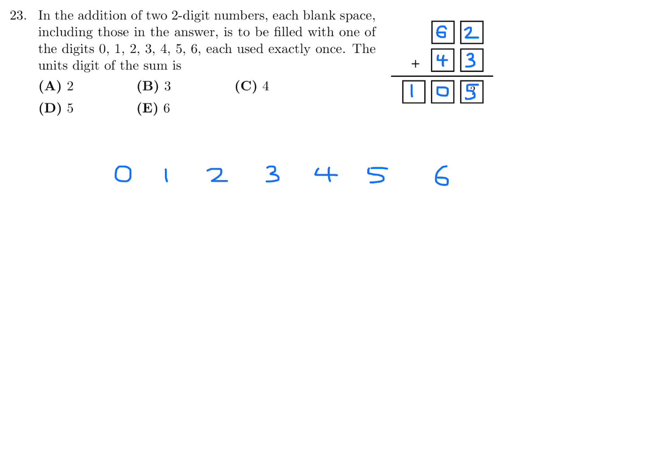So 62 plus 43 does indeed give 105, and we are definitely including each of those digits exactly once. So the units digit of the sum is this guy right here, and that is number 5. So number 23, the answer is D.